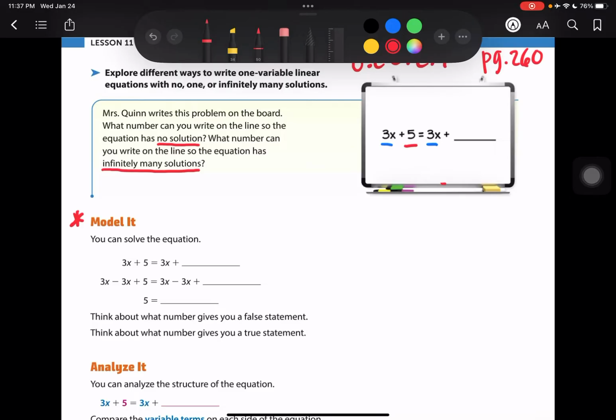So for no solution, you could have put any number on this blank. I could put a 6, you could put a 7, an 8, 9, 10, or you could put 4, 3, 2, 1. Any number that does not equal 5 gives no solution.